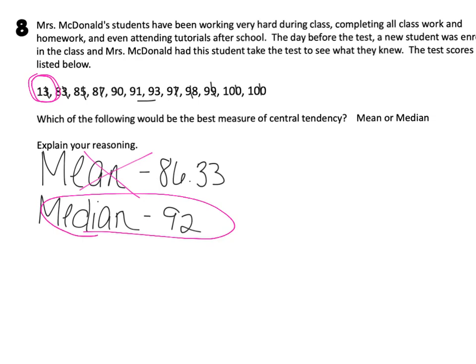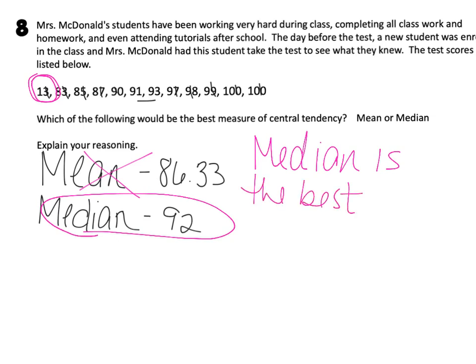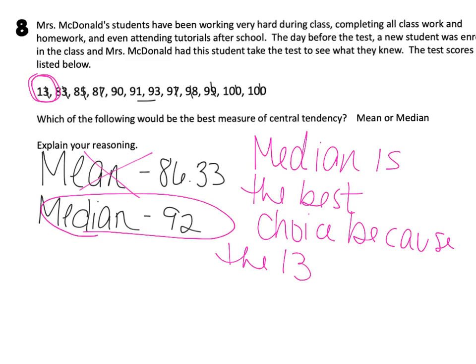So in this particular case, I'm going to say that the median is the better choice. So the median is a better choice. I'm going to say the best choice because the 13 brings down the average.